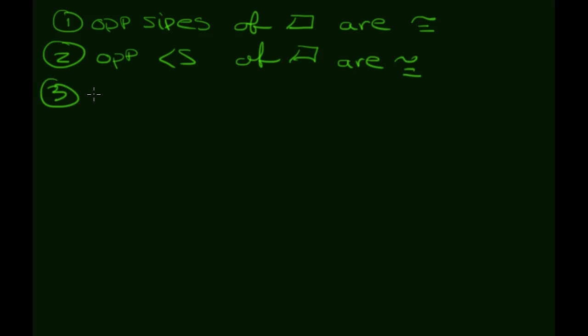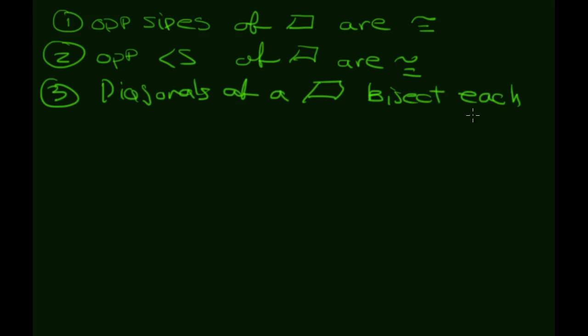Okay, the third statement that I'm going to make here, and it's pretty similar, is that the diagonals of a parallelogram bisect each other. Okay, so that's pretty significant. The diagonals of a parallelogram have to bisect each other. So we're going to take a minute, we're going to prove that. This takes a little bit of thinking again to prove this.